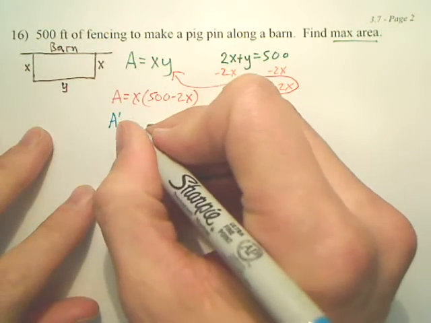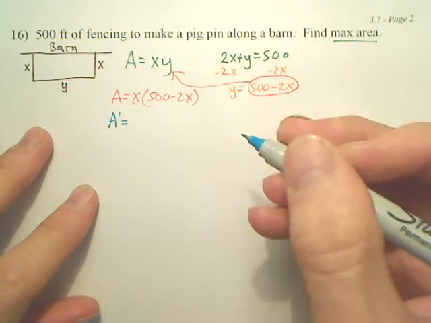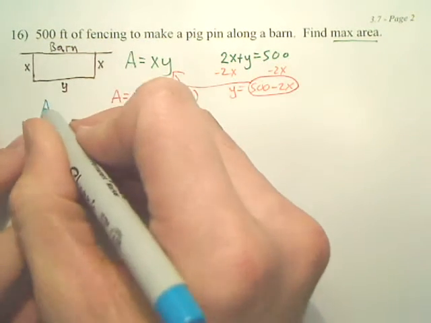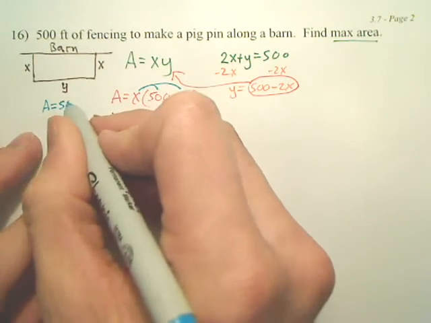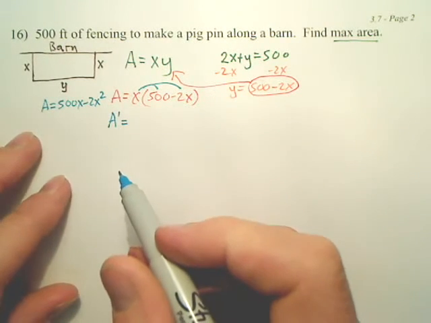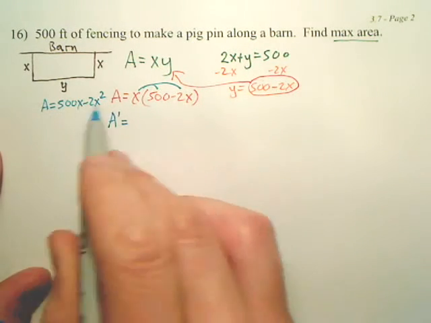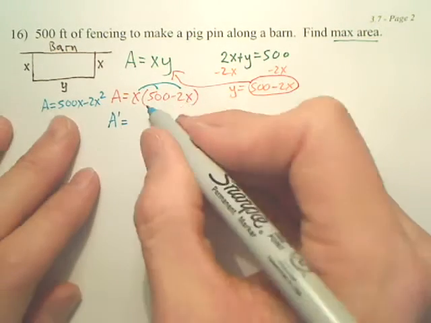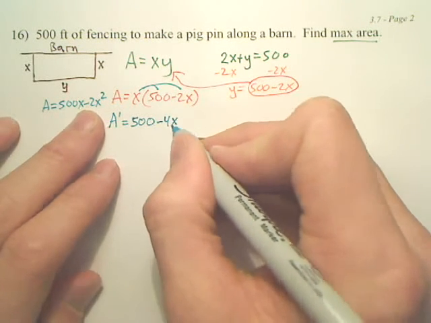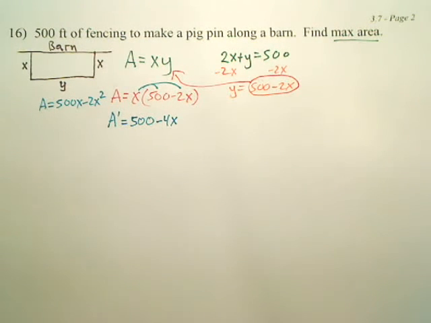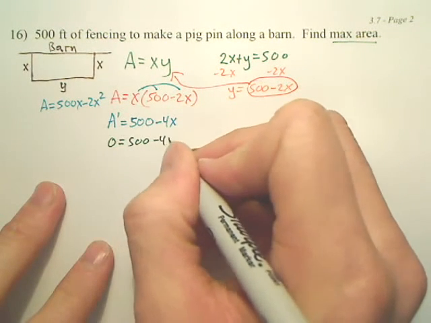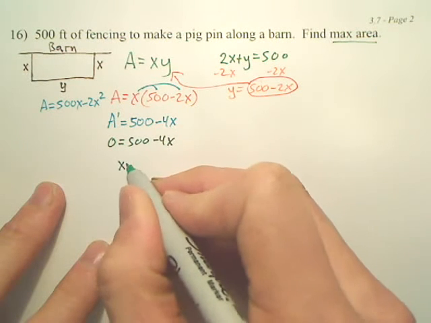So, a prime is going to be, before we do that, let's distribute this. What do you get? Doesn't that become 500x minus 2x squared? We okay with that? So a prime is going to be 500 minus 4x. If I set this equal to 0, because that's critical numbers, you end up with x equals 125.